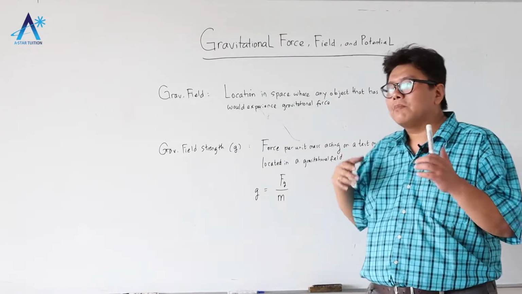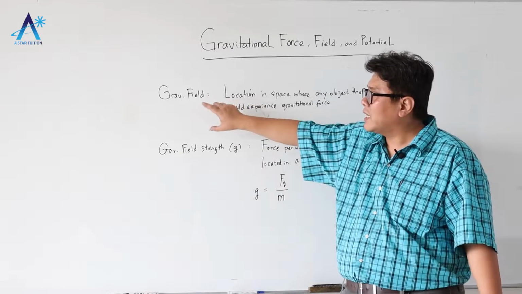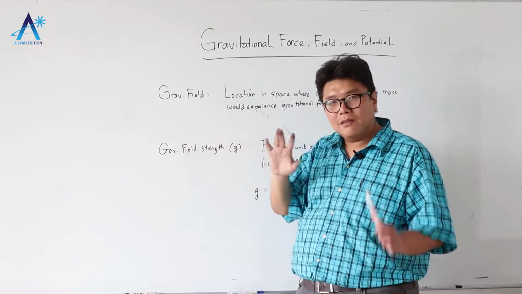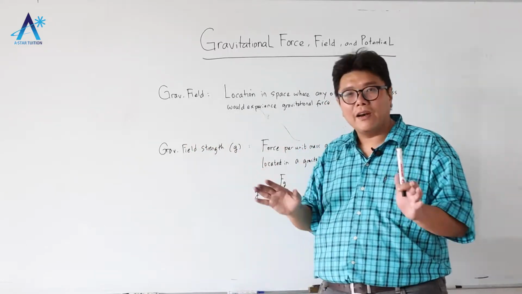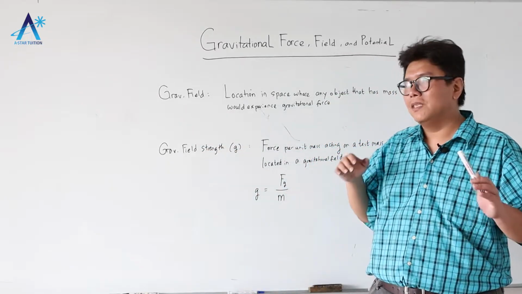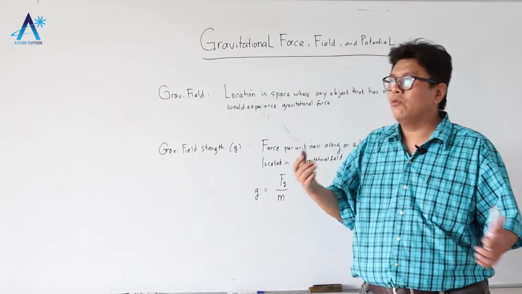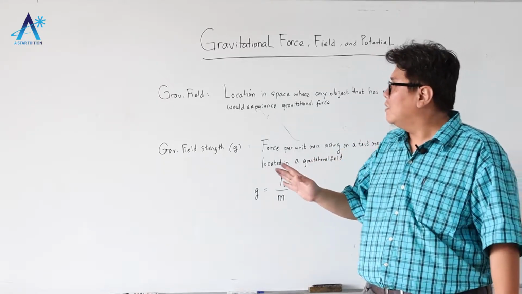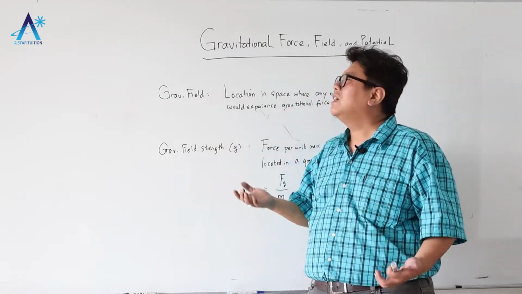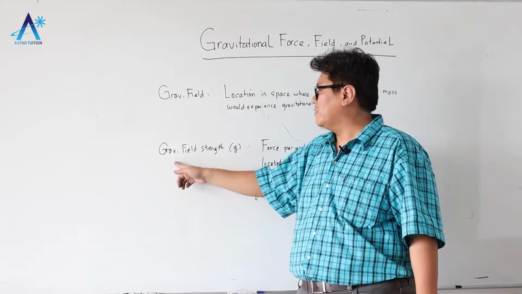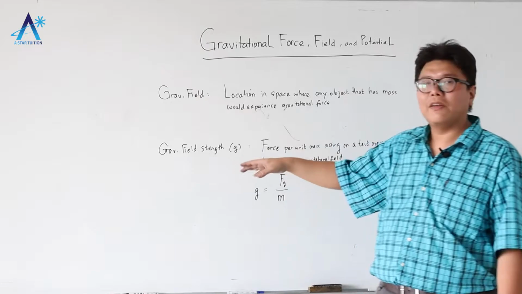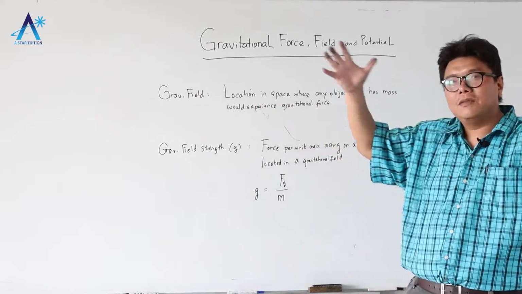Remember that sometimes, depending on context, we can use these two to mean the same thing, but you have to be careful, because field and field strength are two different things. But then again, when you read a problem that says calculate the gravitational field, you know that what they mean is the gravitational field strength, because you don't actually calculate gravitational field. There's nothing to calculate for gravitational field. It's location, the space.